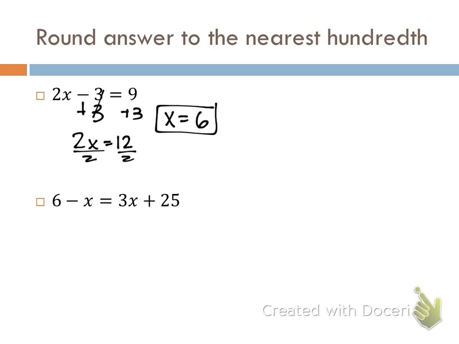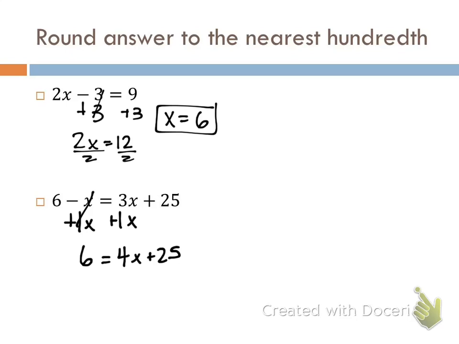William, what did you do to solve for x first? I added 1x to the side. Okay, he added 1x to both sides because we know there's an understood 1 there. And we have 6 equals 4x plus 25. Now let me see you raise your hands. How many of you did something different first?